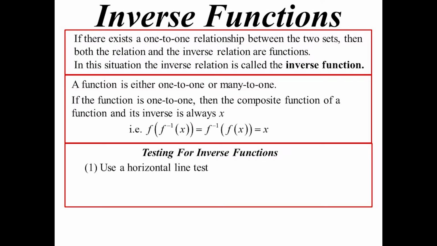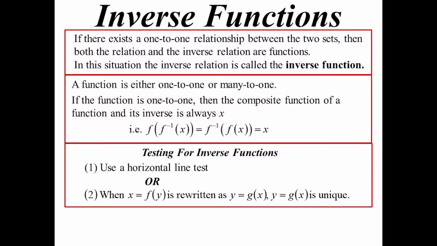How did we test for it? Well, the easiest way was the horizontal line test. Remember, if we could draw a horizontal line and it cuts it a maximum of once, then we know that yes, it will have an inverse function. The other way is if we swap the x and the y around and then make y the subject, we get something that's unique. We don't find ourselves saying something like plus or minus, where there might be two possibilities.